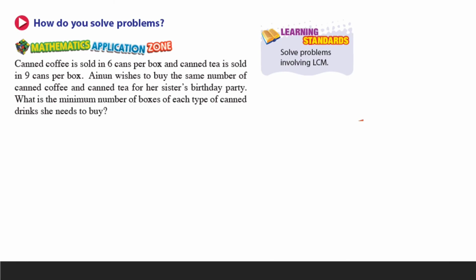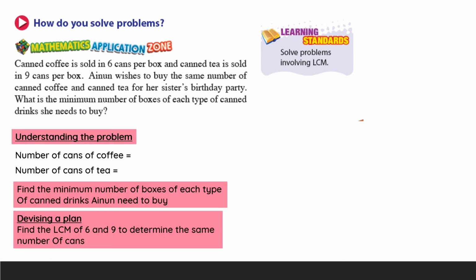In this question, canned coffee is sold in 6 cans per box and canned tea is sold in 9 cans per box. Ainon wishes to buy the same number of canned coffee and canned tea for her sister's birthday party. What is the minimum number of boxes of each type of canned drinks she needs to buy? We are going to use the learning standard here to solve problems involving LCM. What we are going to do first is understand the problem.